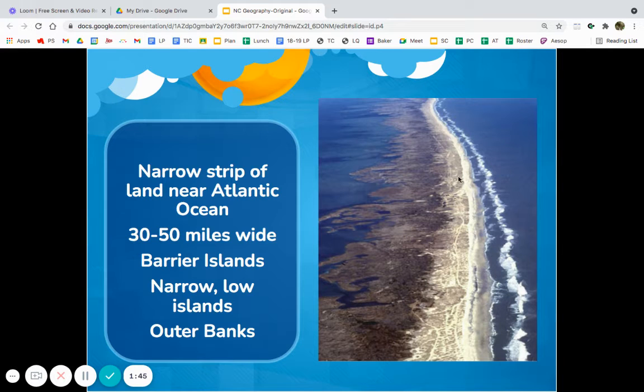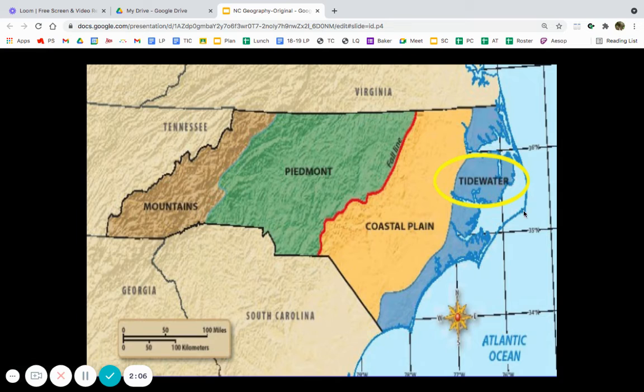So this is what you just saw on that map. This is the Barrier Islands of North Carolina. They are a narrow strip of land near the Atlantic Ocean. I guess you could say in the Atlantic Ocean, but they are connected to North Carolina. They're between 30 and 50 miles wide, depending on where you're looking at. When you flip back here, you can see that it's a little wider here than it is, say, somewhere up in here or down in here. It's skinny, and then it goes out a little wider, and then it gets skinny again. So just depending on where it's at.